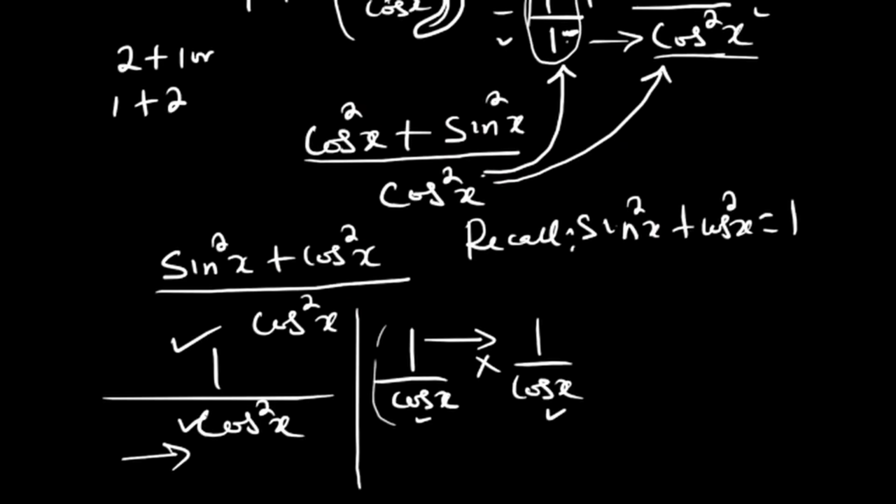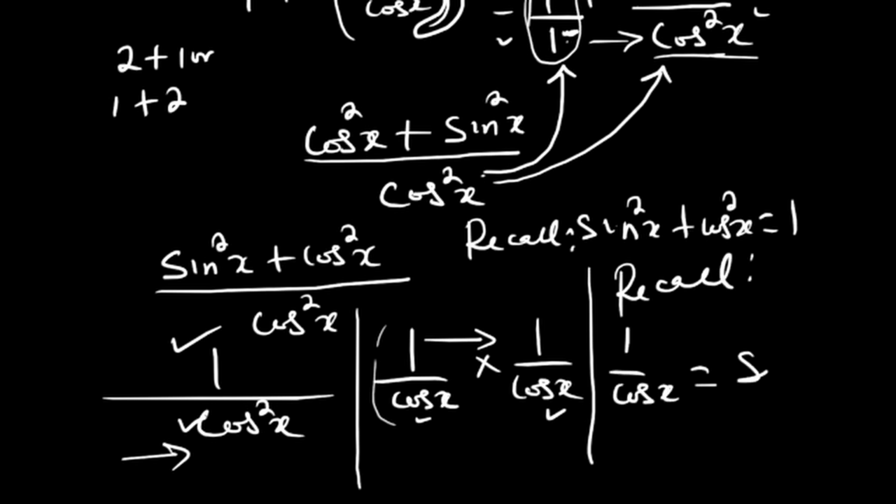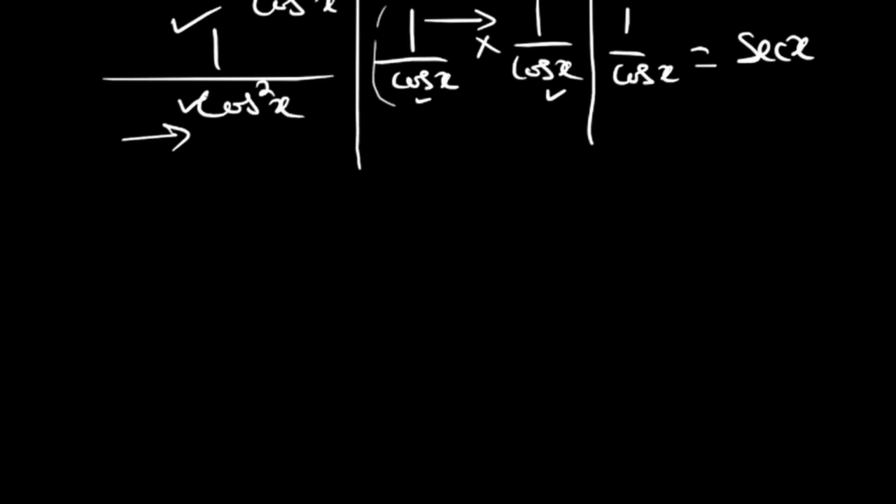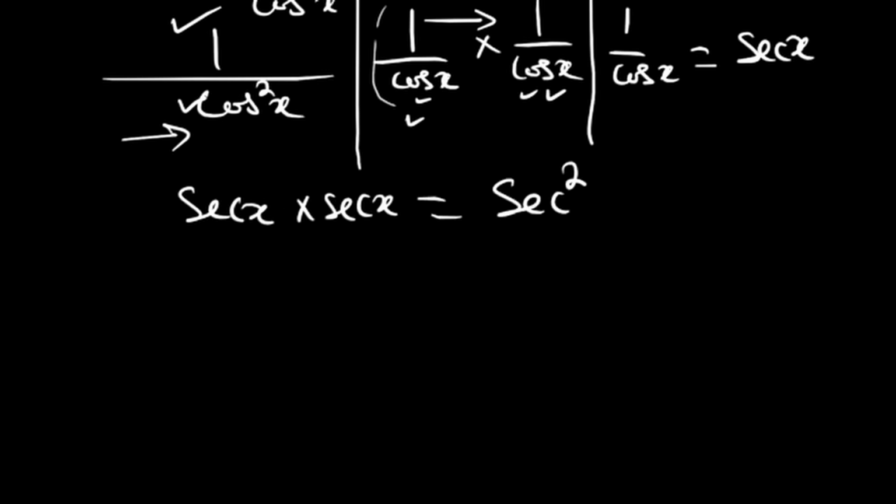Now let's do that. So I would say, recall that 1 over cos x is equal to secant x, right? So this implies that wherever I see 1 over cos x, I'm going to replace it with a secant x. Hence, since this is 1, this is 2, we now say secant x times secant x, right? Now, secant x times secant x is equal to secant squared x.